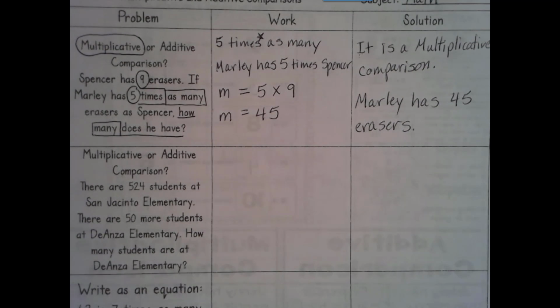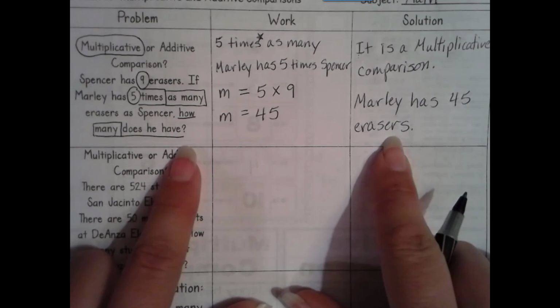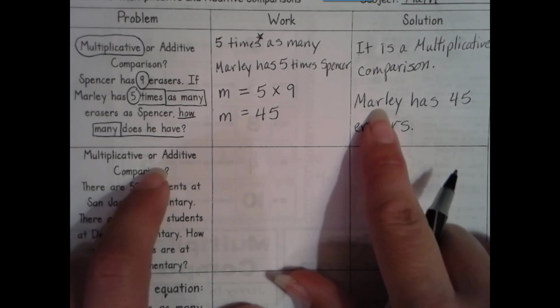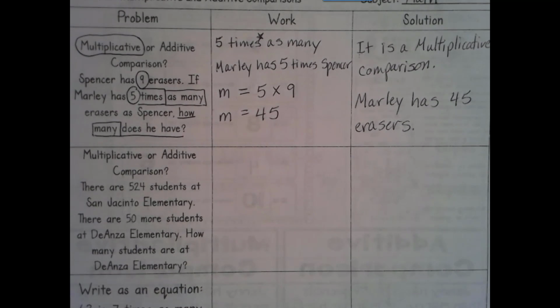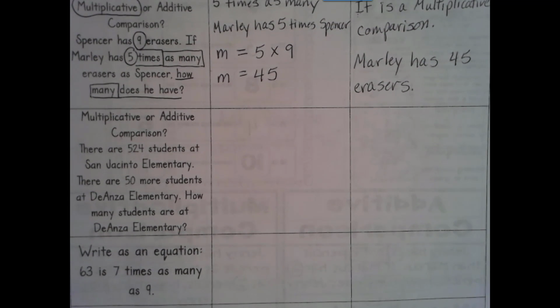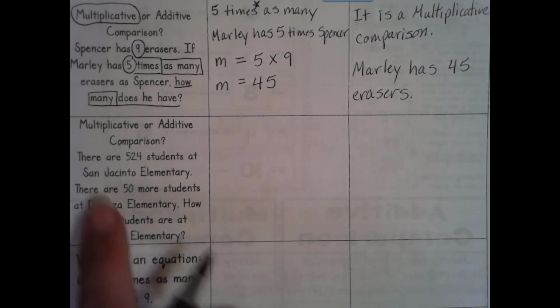You must be ready for any mistake. Okay, so you want to always make sure your question and your answer match. How many does he have? Marley has 45 erasers. Okay, now on to the next one. We want to again look and see if it's multiplicative or additive.